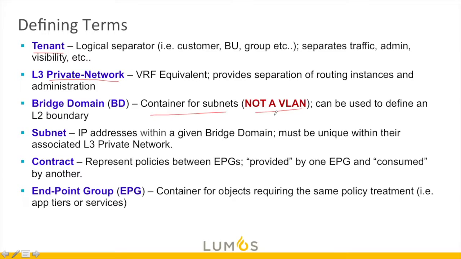Subnet, same thing as in traditional networking. It's an IP address range within a given bridge domain. It must be unique within its associated L3 private network, but they can overlap between tenants and they can overlap between other VRFs in the same tenant.